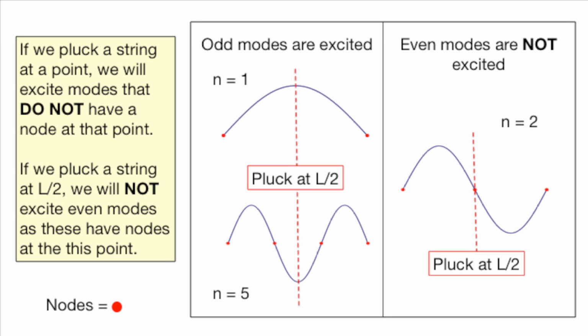When a string is plucked, the modes that are excited depend on where the string is plucked. We will only excite modes that do not have a node at the point where the string is plucked. For example, if we pluck a string at L over 2, we will not excite even modes, as all of these modes have nodes in the middle.